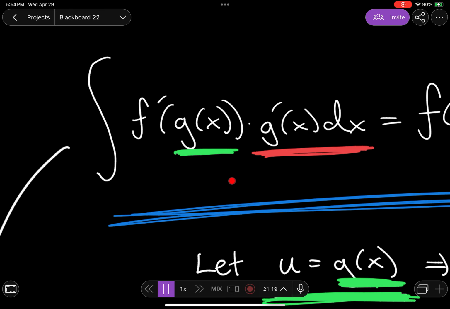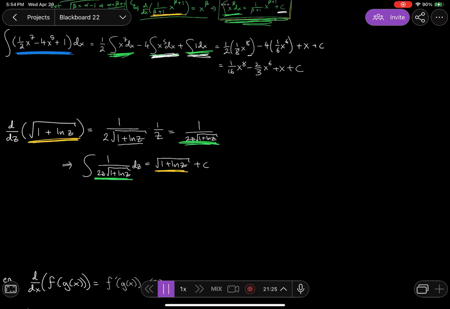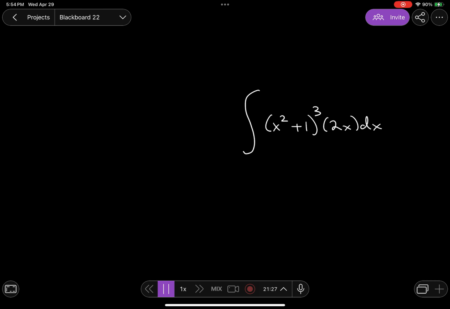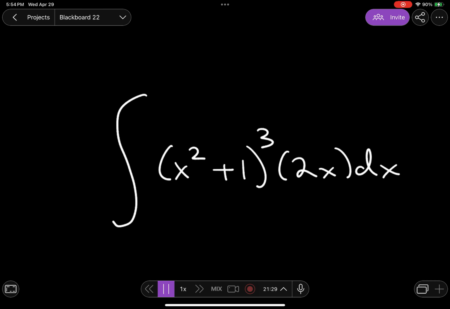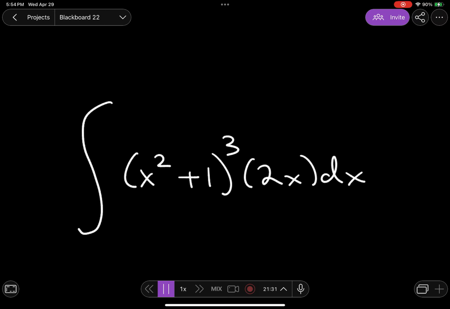And this is one of our first tools to make that job, or to make that quest, much easier. Let's see it in action. I think I had some examples. Here we go. All right, so we have some mystery function. We need the antiderivative of (x squared plus 1) to the third power times 2x dx. At the beginning, I seriously think the best thing to do is just take a gamble.